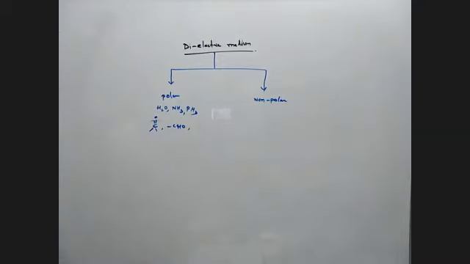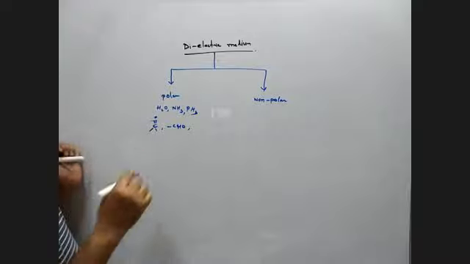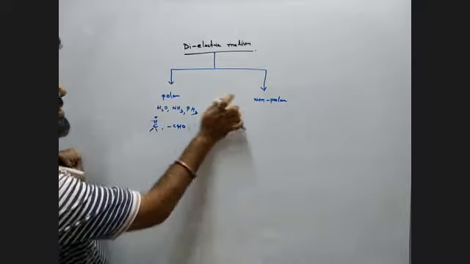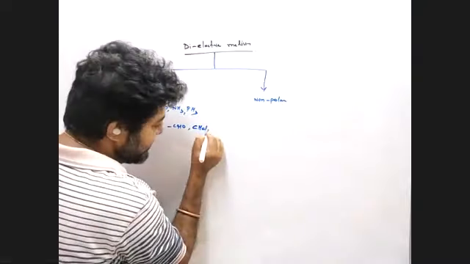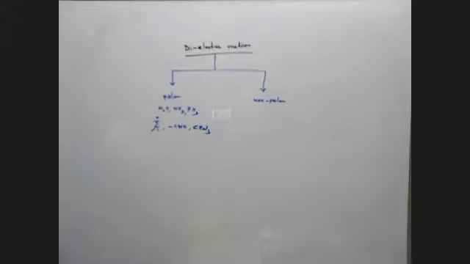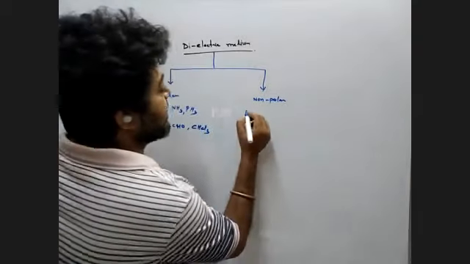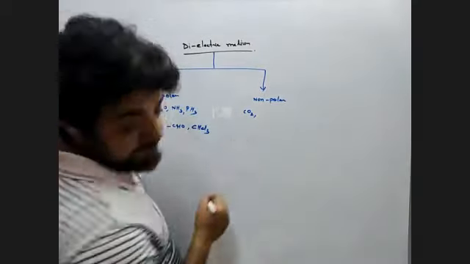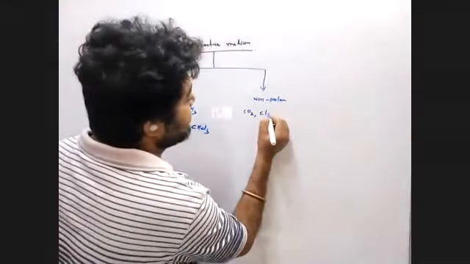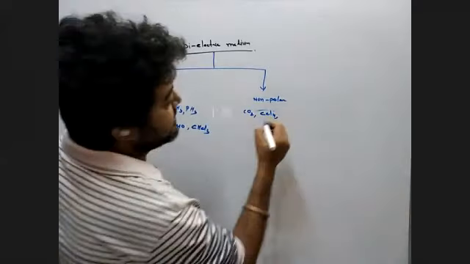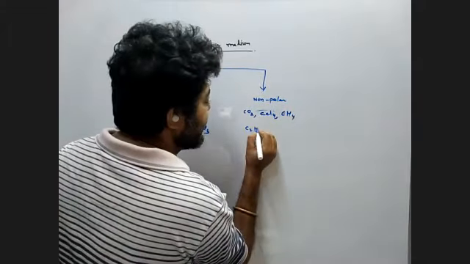What about the non-polar compound? So you can write here CCl4 also. Sorry, CHCl3. That is, I think, chloroform, right? Now, non-polar compounds: carbon dioxide, CCl4, then CH4, then C2H6, etc.